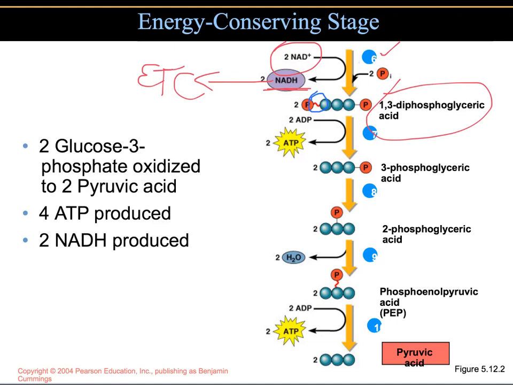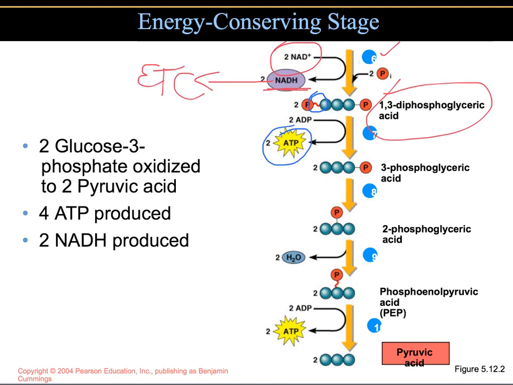Then in step 7, the high energy phosphate is moved to an ADP to form ATP. This step is going to repay the initial investment of the 2 ATPs. Remember, even though I only have one set of reactions being shown here, please remember that you do have 2 of these reactions because that molecule got broken apart into 2 3-carbon compounds. Here I'm only showing 1.